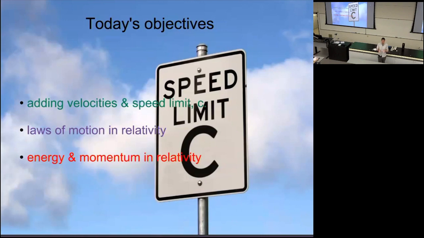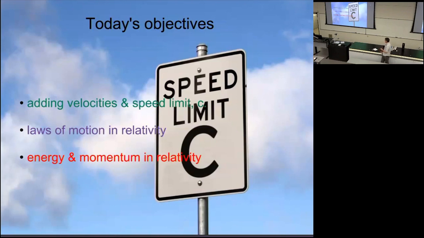As we build on that in today's class, we're going to talk about these topics. These are going to be our objectives. I want to talk about how you add velocities together in relativity. And a consequence of how you add velocities together in relativity is that, unlike classical space-time, in relativistic space-time, there's a maximum speed. There's a speed limit, the speed of light.